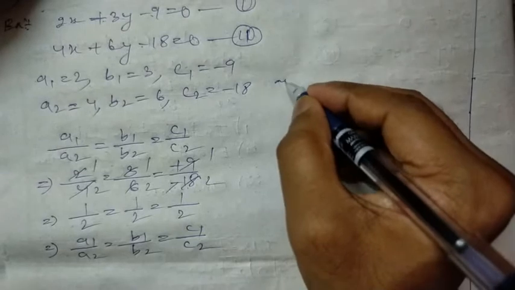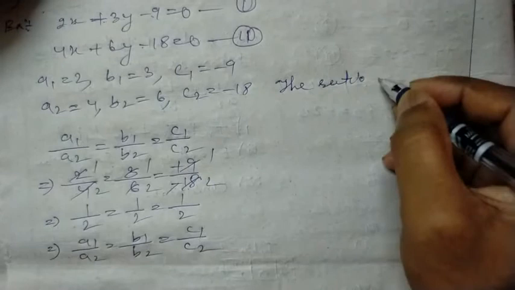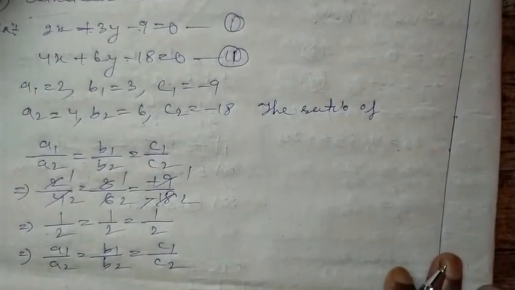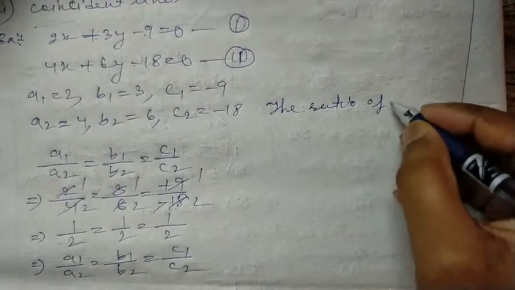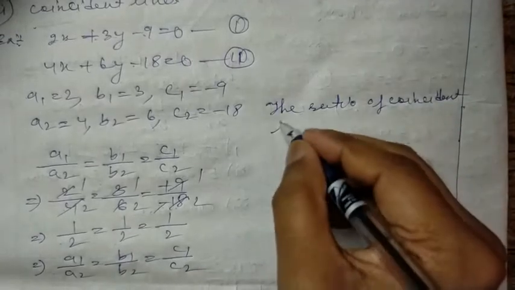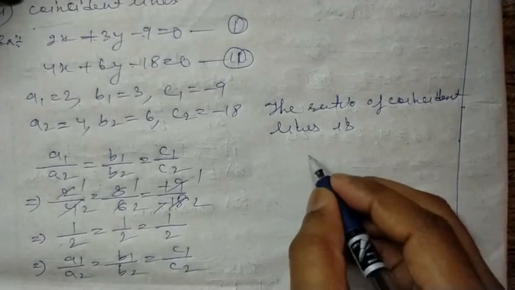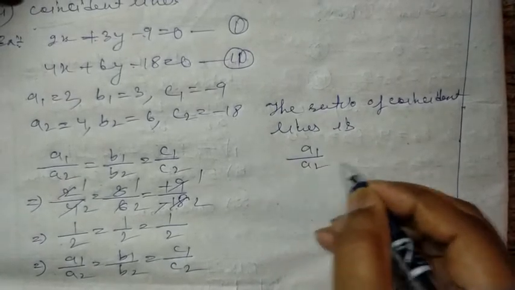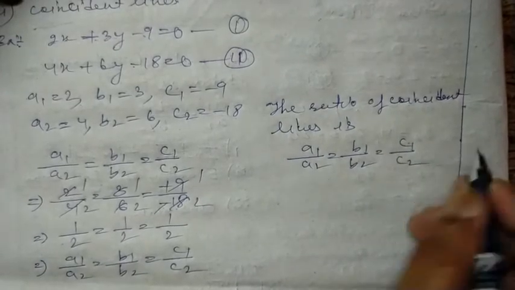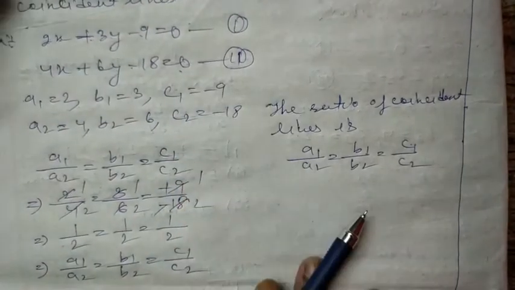the condition of coincident lines is A1 by A2 equals B1 by B2 equals C1 by C2. Okay, now these equations we are going to put on a graph paper.